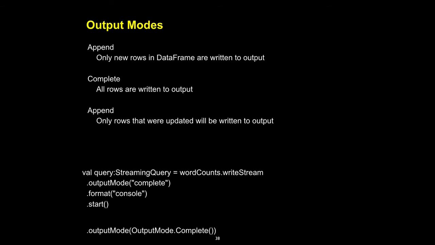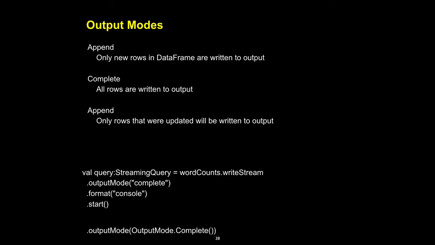There's three different types of output modes. One is complete, where you basically define a window of when you want to compute this and how often you want to update the output. And complete means every time you write the output, you write everything you've got, right? Which may not be what you want.